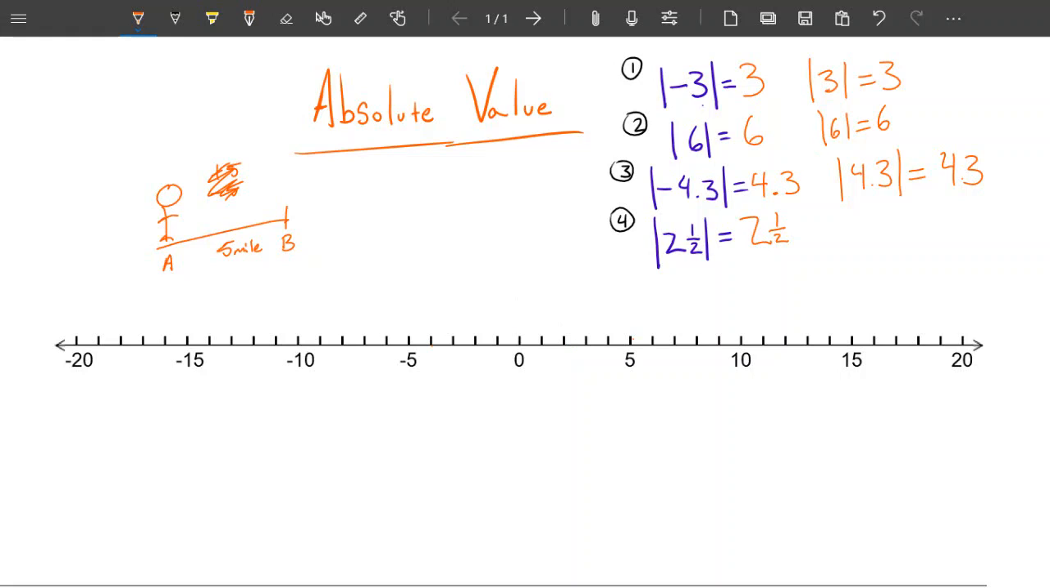There's definitely a lot of real life applications. For example, say the weight of a person changed, so someone maybe lost or gained weight. If we say the weight of a person changed by 5 pounds, what could have happened? Well, they could have gained 5 pounds, or they could have lost 5 pounds. So that's an instance where absolute value comes into play.